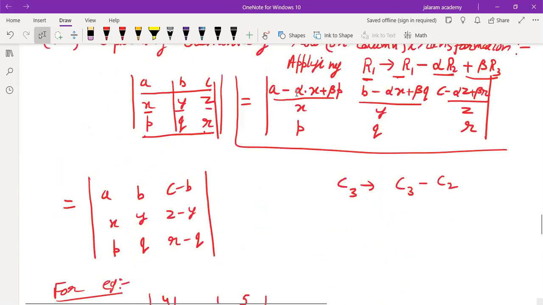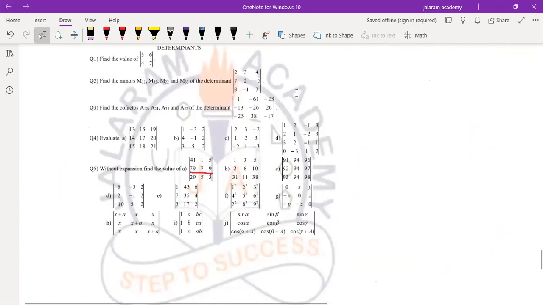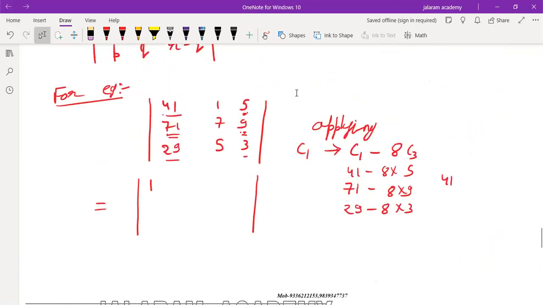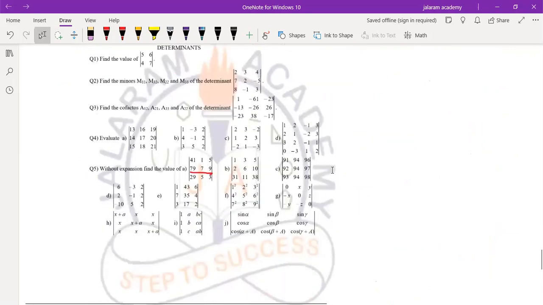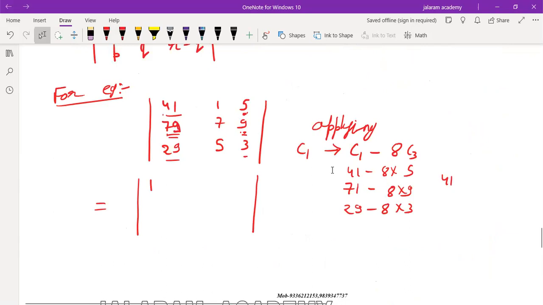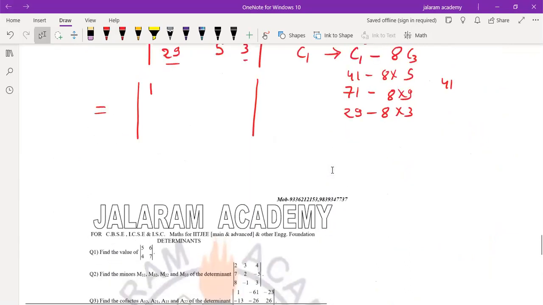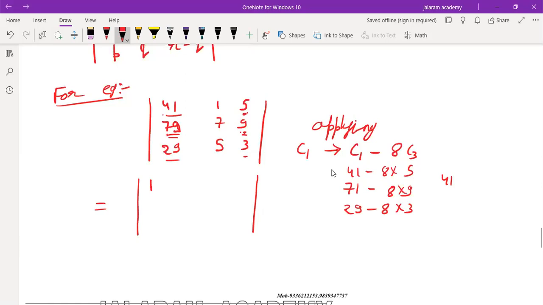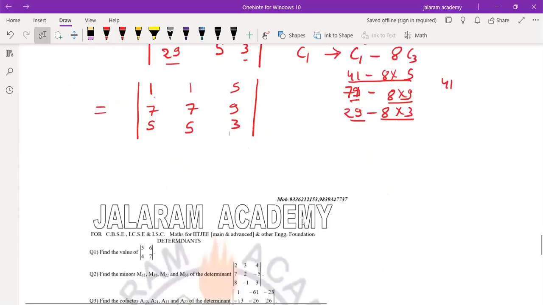Then check it. 79 it is actually. Third, 79, 29, 5, 3 and 41, 1, 5. Okay, correct now? So it is 79. Clearly 41 minus 40, it is 1. Then 79 minus 72 is 7. Then 29 minus 24, it is 5. Then 1, 7, 5, 5, 9, 3. So these elements are now very easy.